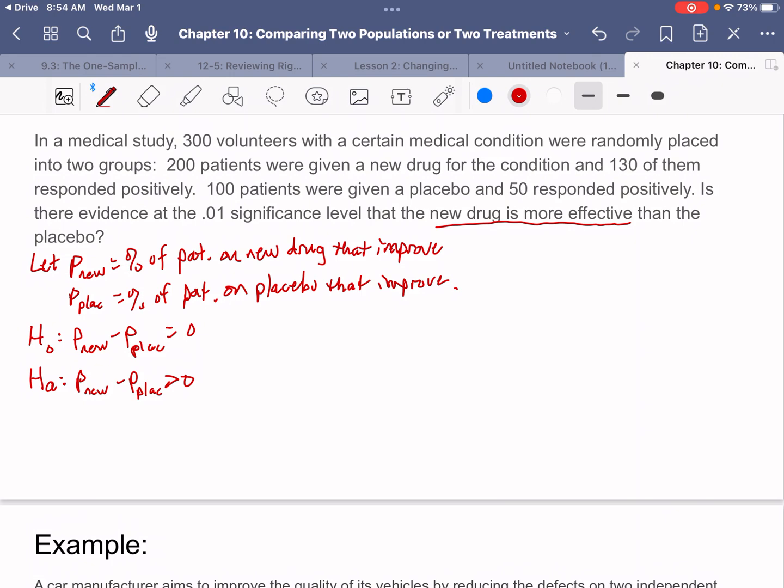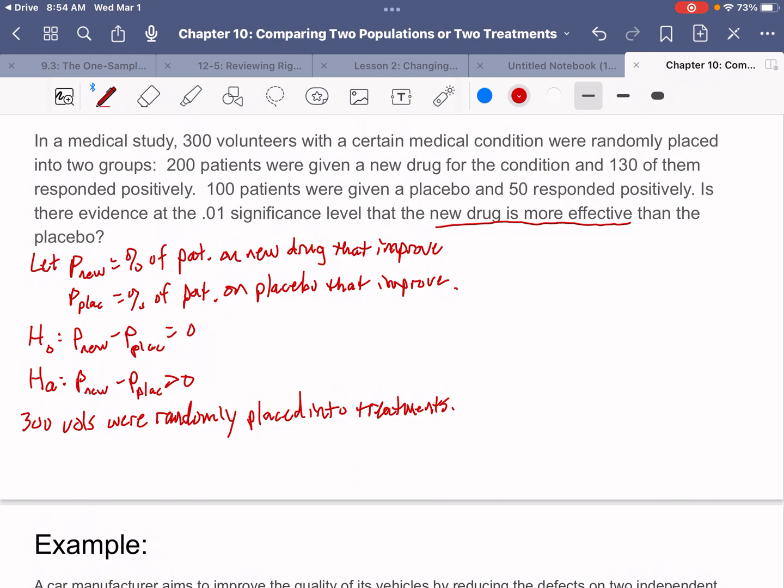Okay, now I'm going to check the conditions. I'm going to say not that the 300 volunteers were randomly chosen. I may say that in another example, but here I want to say that the 300 volunteers were randomly, not randomly chosen, but randomly placed into the treatments. That's what we want to say.